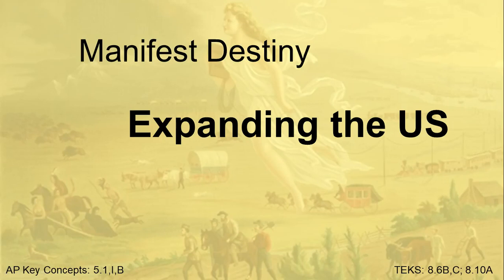Here we are for this unit, starting off with Manifest Destiny and giving you an idea of the background of Manifest Destiny and what all is leading up to the middle of the 1840s. So we're talking about the expansion of the United States. Okay, so let's start off with just a real quick question for you.